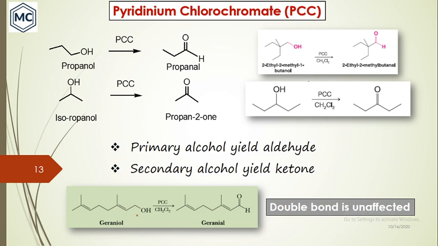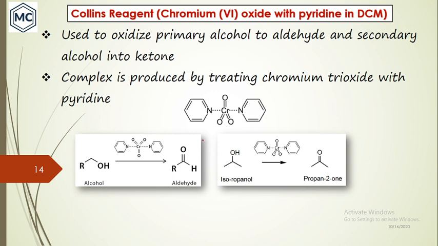And this also can be used for the conversion of alcohols containing a double bond. Here the double bonds are unaffected during the oxidation. That is one advantage of PCC. And the next reagent is Collins reagent, that is chromium oxide with pyridine in dichloromethane. It is also used for the same purpose, to oxidize primary alcohol to aldehyde and secondary alcohol into ketone. And Collins reagent is a complex which is produced by treating chromium trioxide with pyridine.